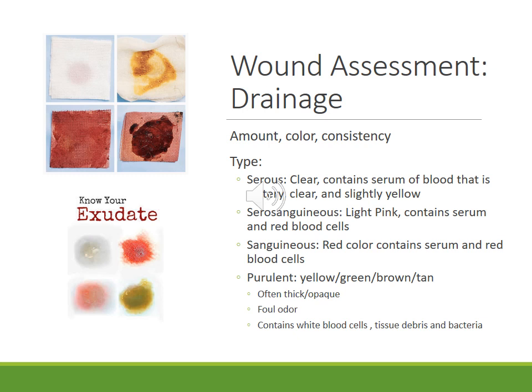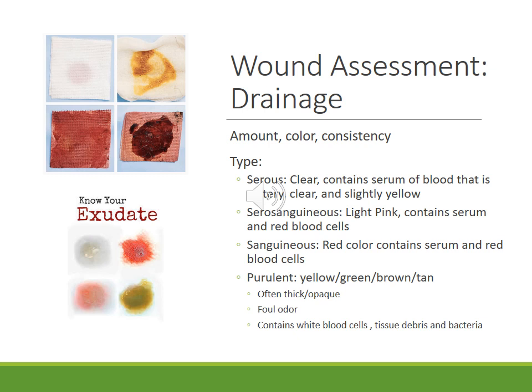And then we have what we call purulent drainage. This can be yellow, green, brown, tan. It's often thick. It often has a foul odor to it, and it contains white blood cells, tissue debris, and bacteria in it. So both pictures have purulent drainage. The top picture, it's the top right one. It's kind of yellowish brown color. In the Know Your Exudate picture on here, it is the bottom right one. It's kind of this greenish color.